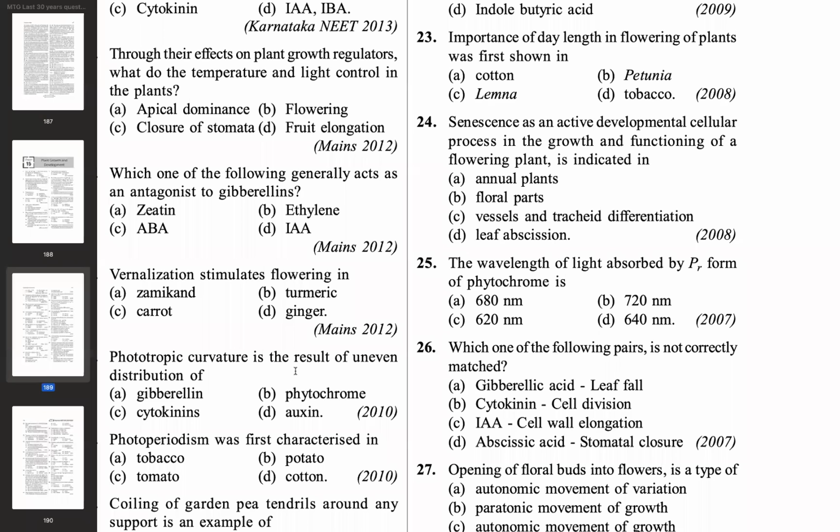Now, 24th question, what's the answer? Senescence, an active developmental cellular process in the growth and functioning of a flowering plant, is indicated in... vessels and tracheid differentiation. Oh, okay, ma'am. Ma'am, choose any question you like.